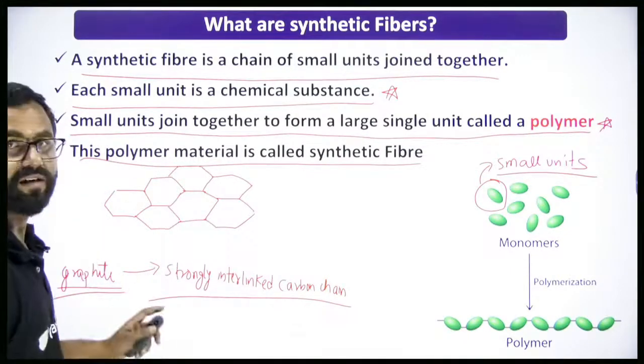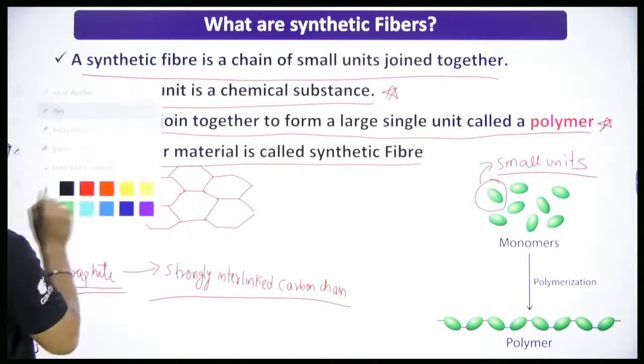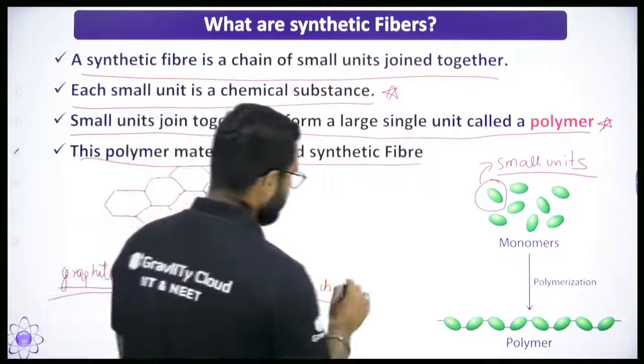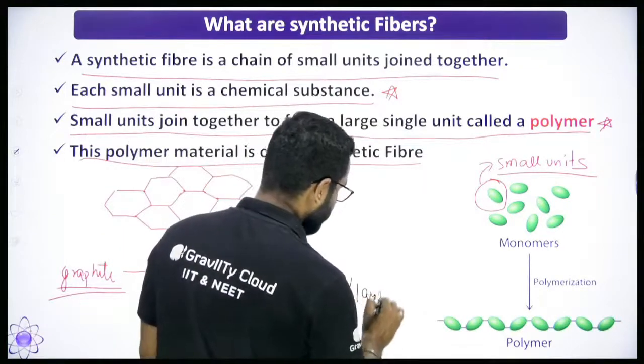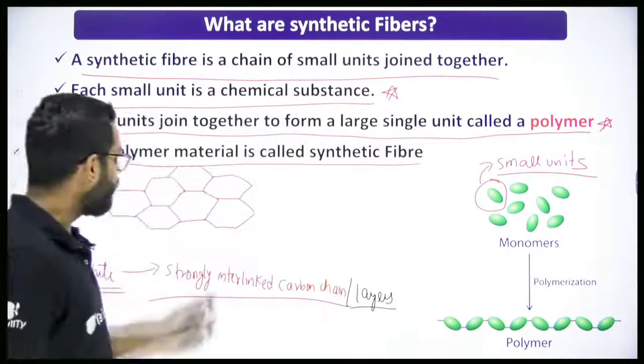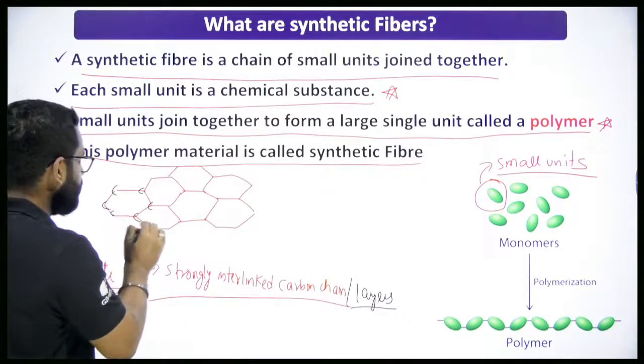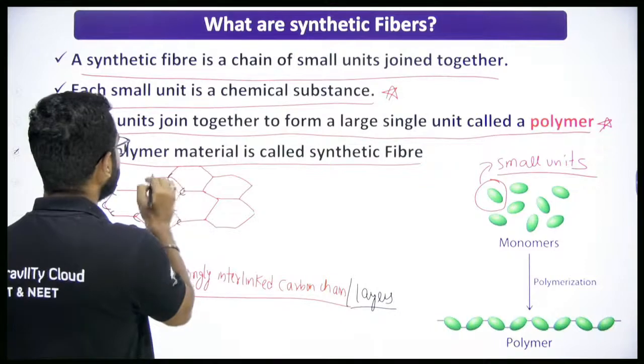This is, suppose, one chain. This is, suppose, one layer. Strongly interlinked carbon chains, or we can say layers. Carbon layers, right? In this one chain, we have carbons. These are the carbons. Simple.